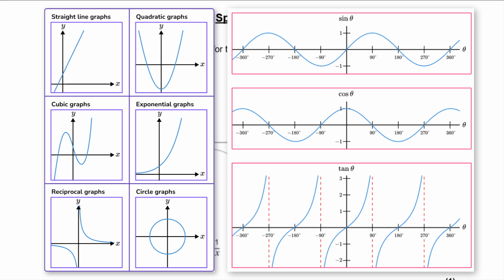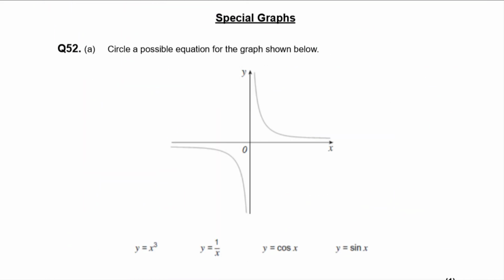Plus, of course, you've got quadratics, cubics, and the rest. And circles, actually. So, anyway, question 52, circle a possible equation for the graph below. Well, this is a reciprocal curve. I know straight away, because I know my graph types, it's going to be that one there.